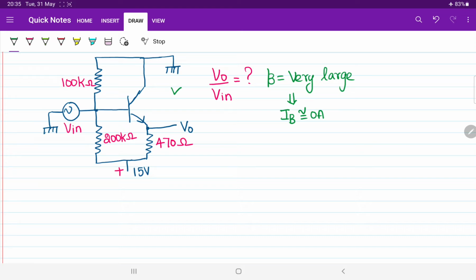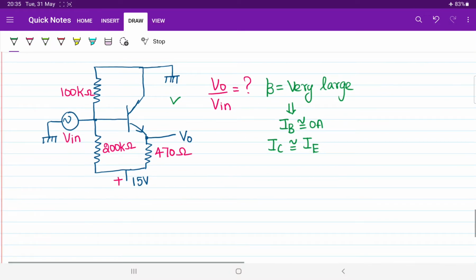Okay sir. So when the value of base current becomes 0, we can say the value of collector current will be approximately equal to the value of emitter current. You can apply the same for AC, right? When we are drawing the equivalent circuit, beta is very large, so the value of base current is automatically going to be 0, and the collector current and emitter current will become approximately equal. Okay sir, so let us start analyzing this circuit.